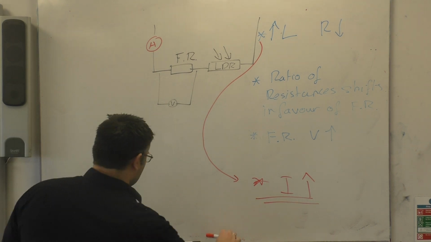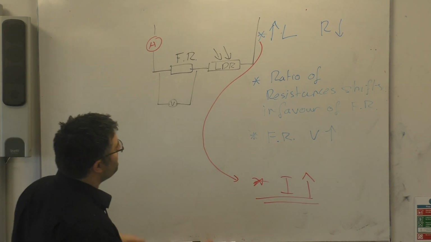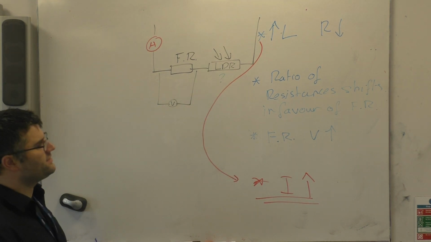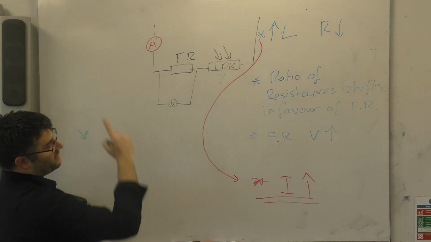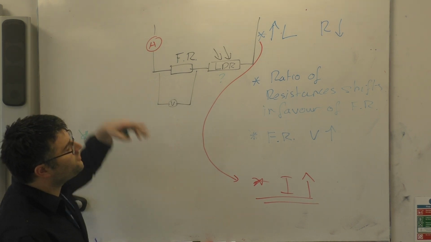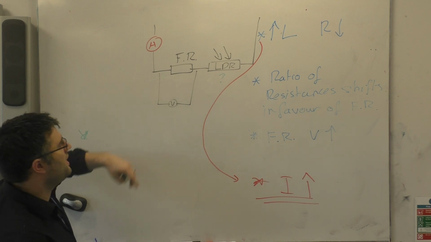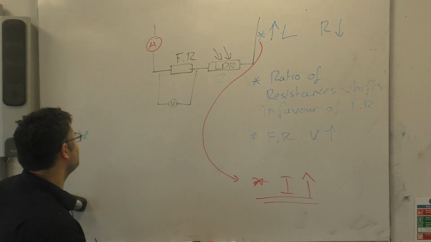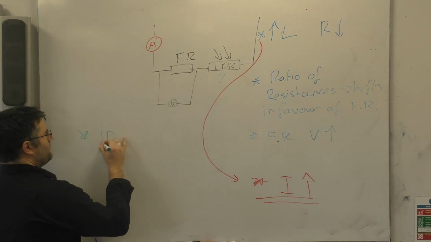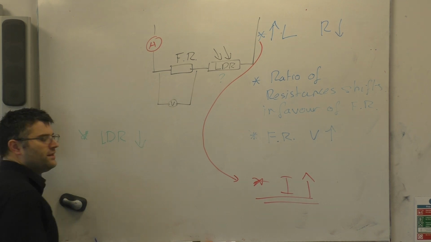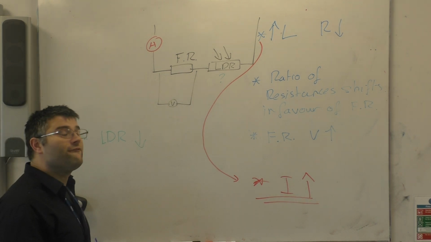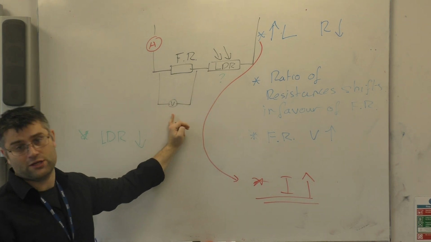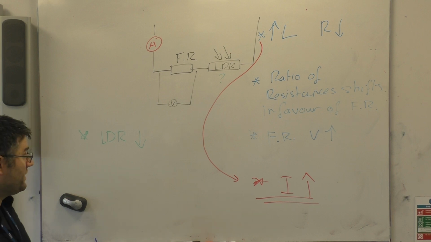One other interesting point is what happens to the voltage across the LDR when we increase the light intensity. If we increase the light intensity, the resistance drops and the voltage across the fixed resistor increases, so we'd expect the voltage across the LDR to drop as well. Funnily enough, it should drop by the same proportion to which the fixed resistor's voltage has increased, hence potential divider circuit.